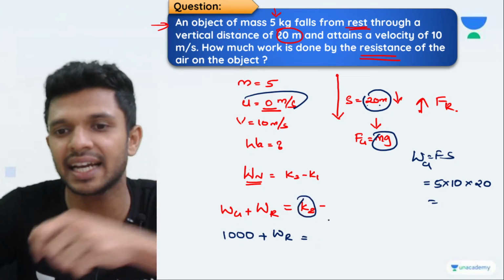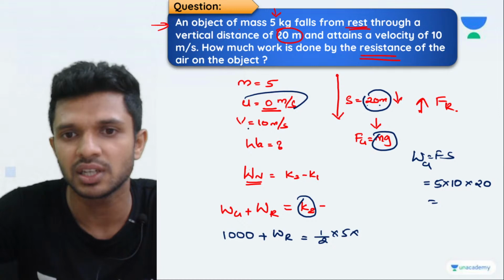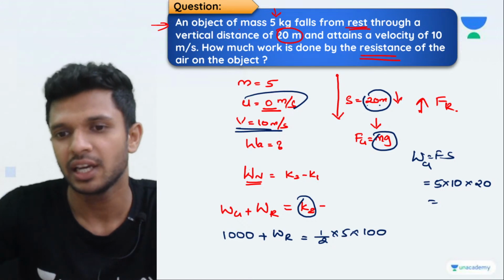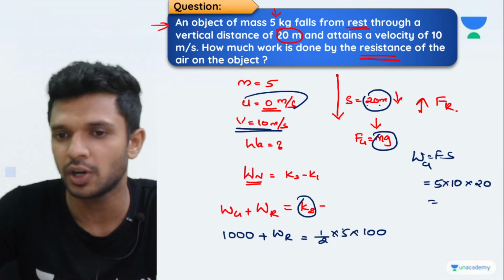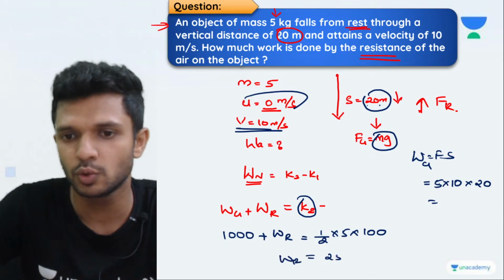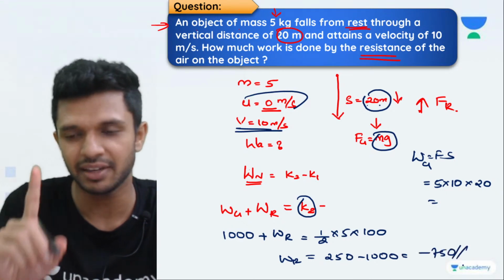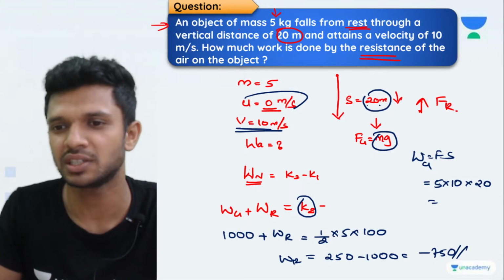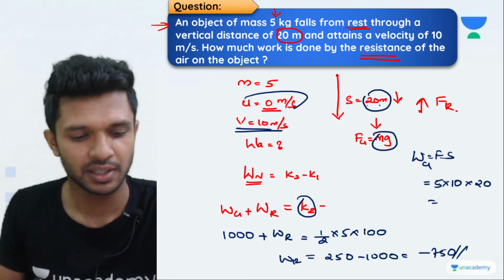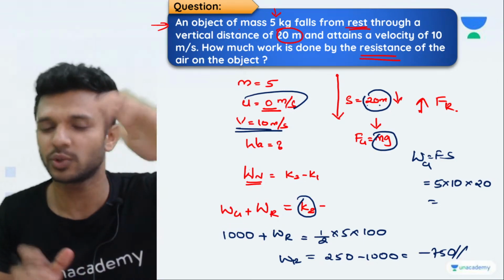the final kinetic energy, formula half m v square, with m as 5. What is the final velocity? It is 10. So 10 square is 100. 5 by 2 is 2.5, and 2.5 into 100 is equal to 250. So work done by the resistive force is 250 minus 1000, which is minus 750. I have explained why it is negative in the previous question. I hope no one is going to ask why there is a negative sign, because displacement and the resistive force are in opposite directions.